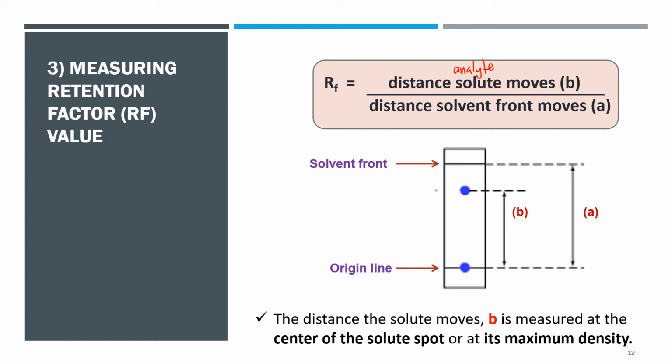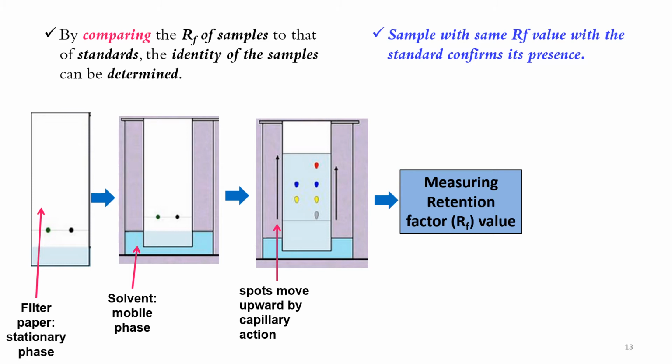Then the last part is you need to measure the retention factor, RF value. So you need to have the distance the solute or analyte moved over the distance the solvent front moved. So from the origin line until the solvent front, you get A over B. B over A, you will have the RF value for B. In this case it is the blue color, this blue spot is the one that travels. But if there are many, you will get RF A, RF B, RF C, depending on how many analytes you have.